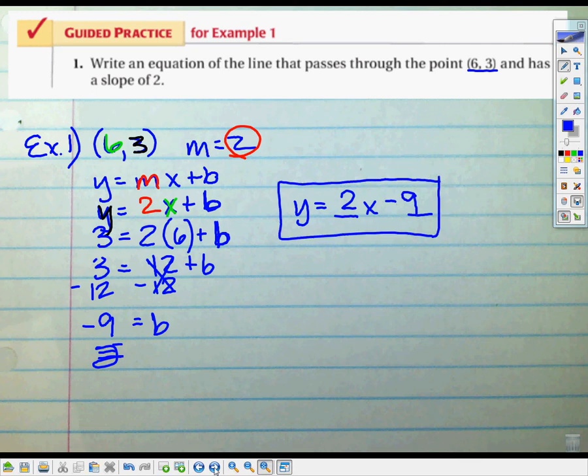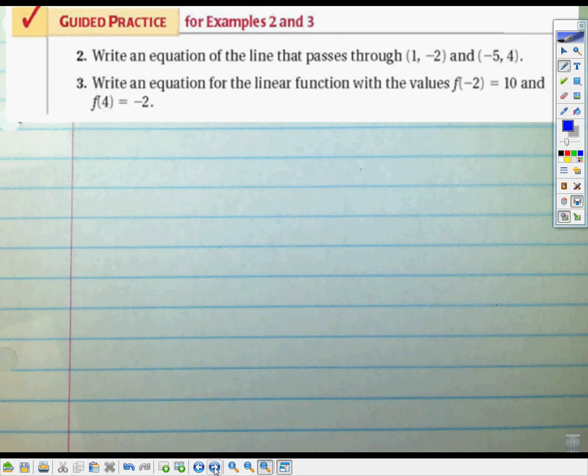If we move ahead to other types of problems, kind of how they would get set up, example 2 up there gives you 2 points. So for guided practice 2 that they gave you, here are the 2 points. Would you write these down in your notes? We're going to write an equation of a line that goes through the points (1, -2) and (-5, 4).